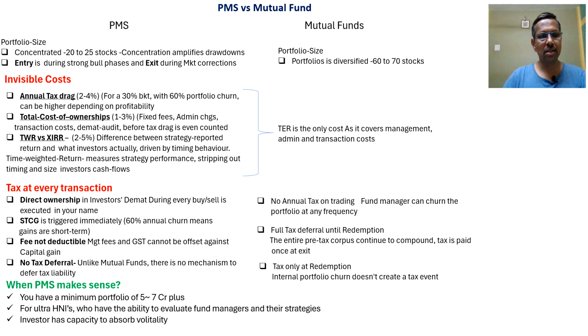Third, the investor has the capacity to absorb volatility, which would be large. And most important is alpha: whatever is generated by investing in portfolio management services should be able to offset the invisible cost and the tax. So with this, we are able to judiciously take a call whether one should invest in PMS or invest in mutual funds.